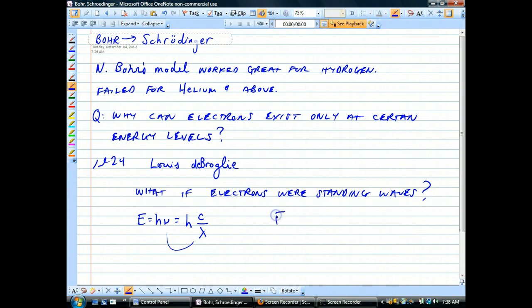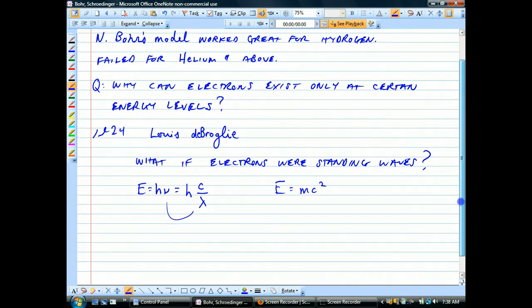So then he also looked at, and this is pretty cool, he used Einstein's equation. And he just looked at these and said, well, wait a minute, look at that. They're both equaling energy. What would happen if I set them equal to each other? That seems to say that there's some relationship between mass and wavelength, right? That there's this kind of mass-wavelength thing going on.